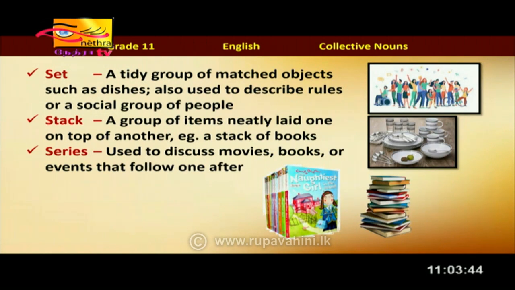Yes, now we have some more words there. Yes, so set. Right. So, where do we use the word set as a collective noun? Yes. A tidy group of matched objects, that means the same objects like dishes, also used to describe rules or a social group of people. Yes. Now, earlier we said it like disorganized pile. But here it is a set, a tidy group of matched objects. Or dishes. Now you can see a pile of books there, and then you can see set of books, set of dishes. Yes, you can say set of people. Yes, social group of people. Also, we can say set.